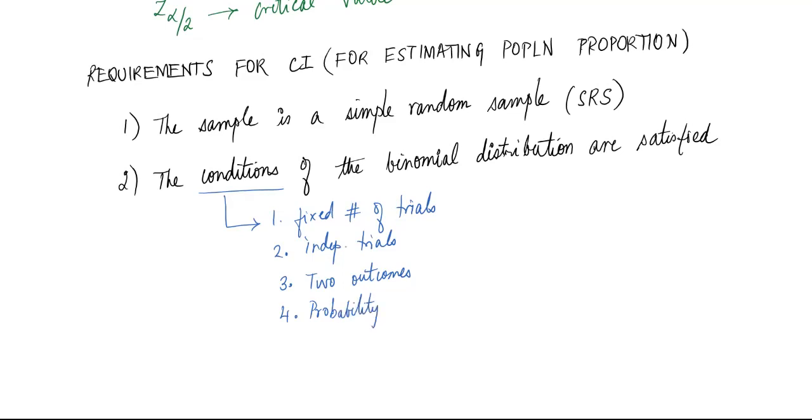If the probability of success remains constant, correspondingly, the probability of failure, which is 1 minus the probability of success, will also remain constant. The probability of success remains constant for each trial.